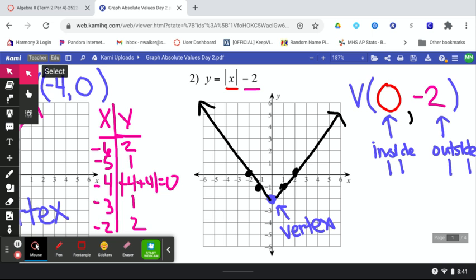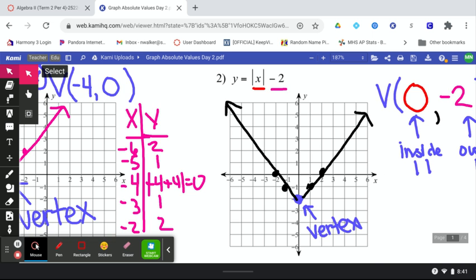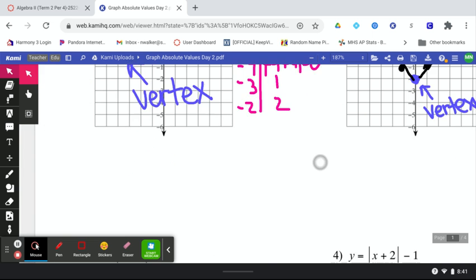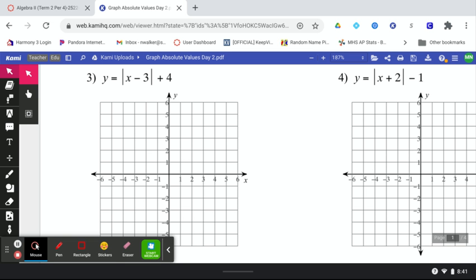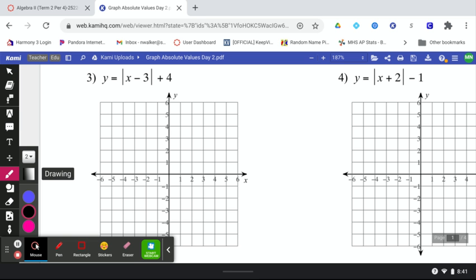All right, now let's skip down to number 3. Okay, we have 2 numbers on this one. So just remember, for the vertex, we have 2 coordinates. The x coordinate comes from inside the absolute value. The y comes from the outside of the absolute value.